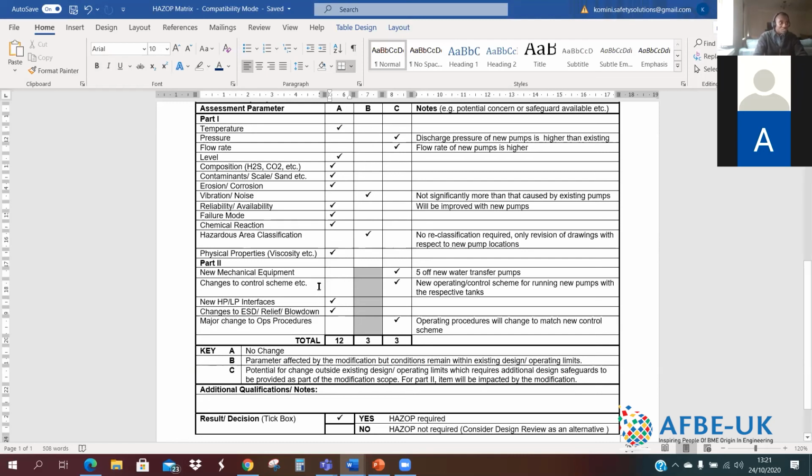So are there changes to the control schemes? No, not for that second example. There's no HPLP interface, and there's no changes to ESD, relief and blowdown. Well, this is a good question in terms of changes to relief and blowdown, but even that is not changing, because the flare system is continuing as it does. All we are doing is installing a valve to enable us to isolate that system once every year.